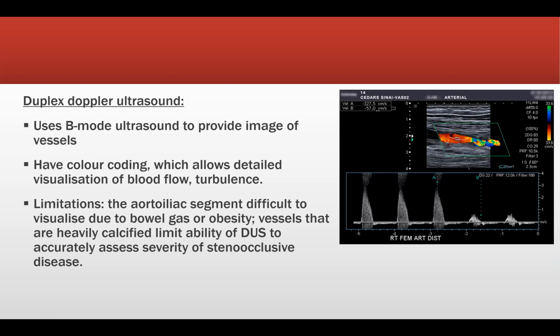Coming to duplex Doppler ultrasound, it uses B mode ultrasound to provide the image of the vessels, and it has color coding, which allows visualization of the blood flow and turbulence of the blood flow. The limitations of duplex Doppler ultrasound are that the aorto-iliac segment is difficult to visualize due to bowel gas or obesity, and heavily calcified vessels limit the ability of the Doppler ultrasound to accurately assess the severity of steno-occlusive disease.